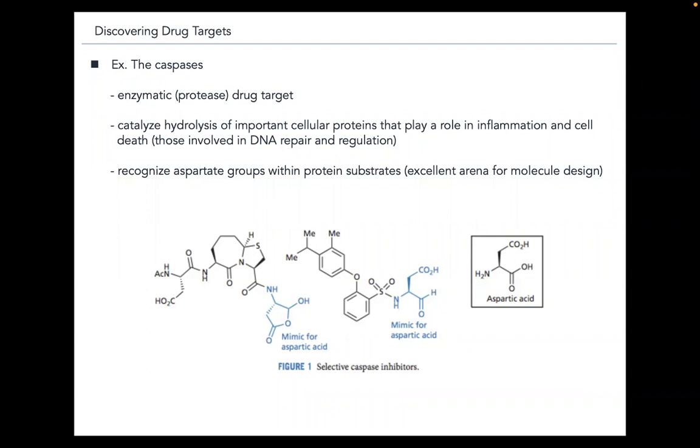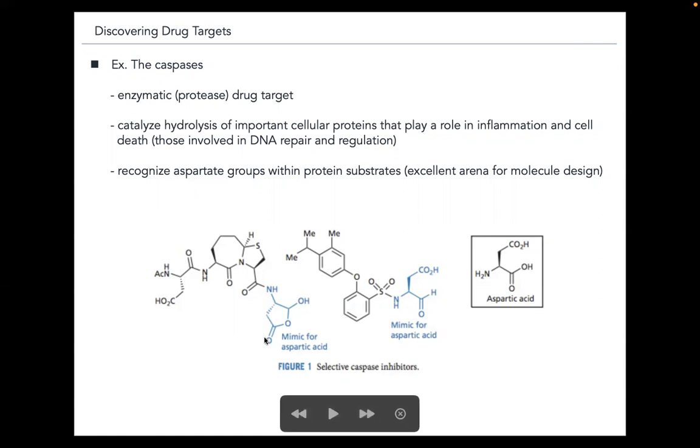But in particular, they recognize aspartate groups within the protein substrates. So it's a really great area for molecular design. You can see, if you have something that targets aspartate, for example, where you see this aspartic acid here, and you want to inhibit that process, you usually create something that's going to mimic the aspartic acid. And so you have a maybe more blatant example here, a mimic for aspartic acid. This is essentially aspartic acid with a molecule attached to it.